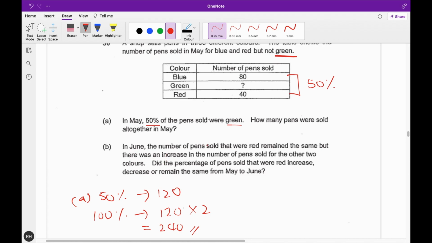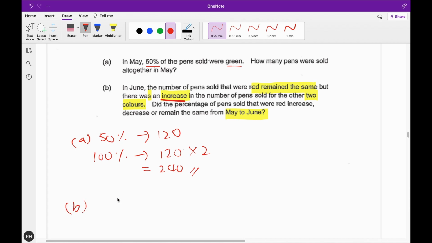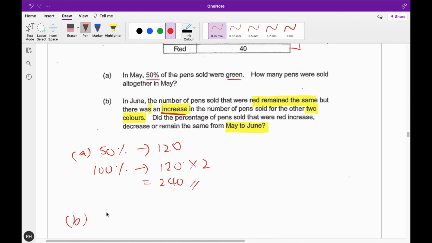Part B, in June, the number of pens sold that were red remained the same, but there was an increase in the number of pens sold for the other 2 colors. Did the percentage of pens sold that were red increase, decrease, or remain the same from May to June? Okay, the red remains same, but there's an increase for the other 2 colors. Okay, part B, we can just try this out with a simulation with the numbers.